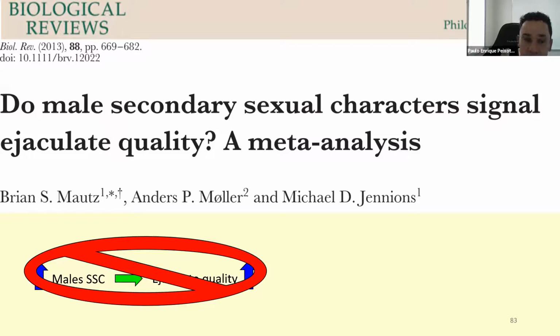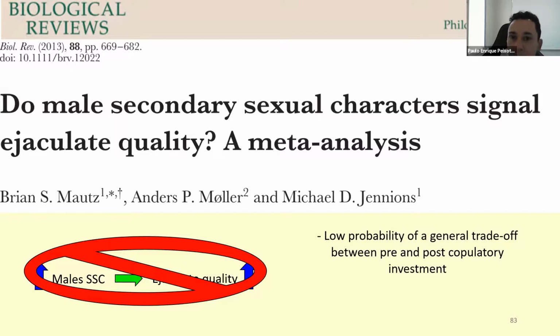But remember, if this relationship does not exist, I may think about possible theoretical implications. For example, since I did not find this relationship, I may discuss that the probability of a general trade-off between pre and post-copulatory investment should be low, because there are some studies that suggest that there is a trade-off between pre and post-copulatory investment. And these studies show that this is highly improbable, okay?